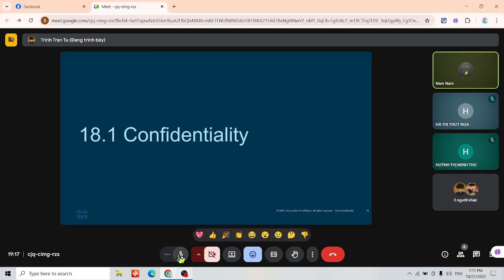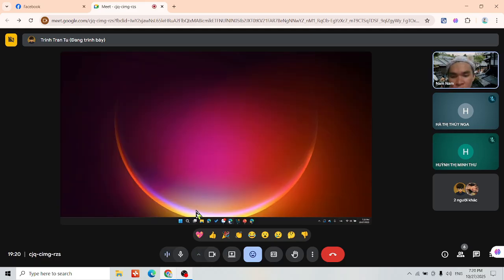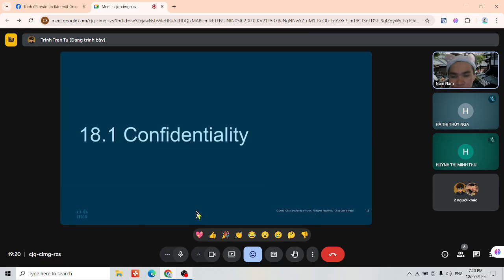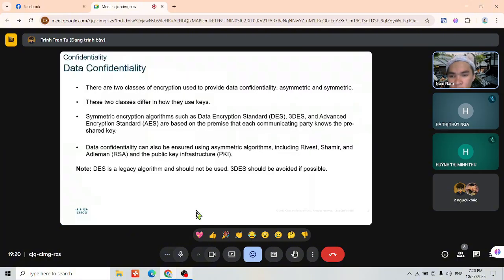Hi everyone. Today I will talk about Module 18 of Confidentiality. In this slide we describe a list. The first, there are two classes of encryption used to provide data confidentiality, asymmetric and symmetric.